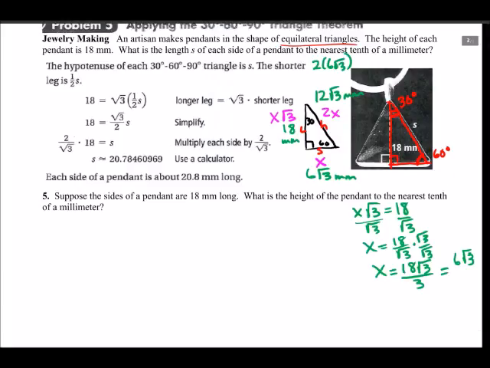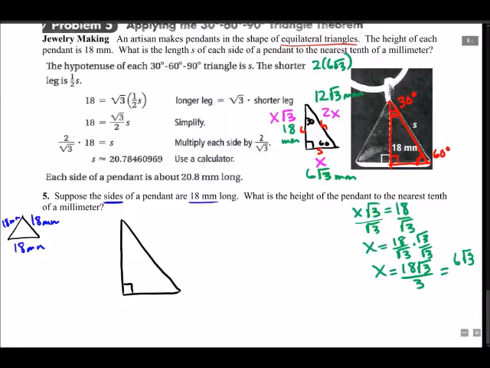All right, these problems are a little bit challenging, so I think I will go through this last problem here with you so you can see how it's done. Now, what are we told here? We suppose the sides of the pendant are 18 millimeters long. So what we're looking at here is now we have 18 millimeters on all sides. So that is going to change how we label our triangle. So I'm just going to draw a right triangle here. And we know that we drop that down. This is 60 degrees. This is 30 degrees.